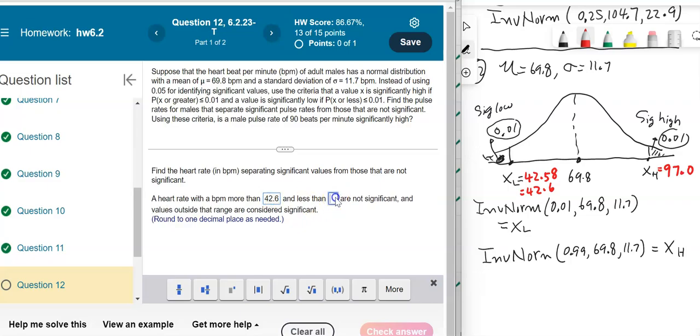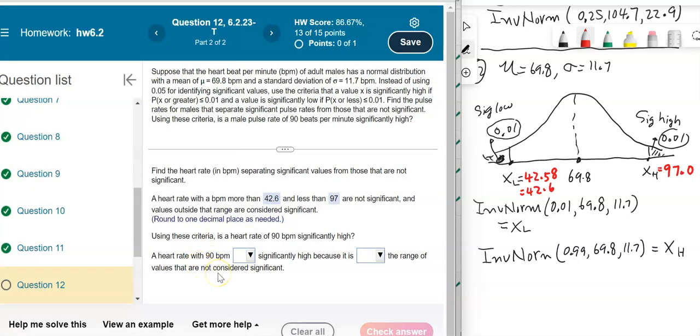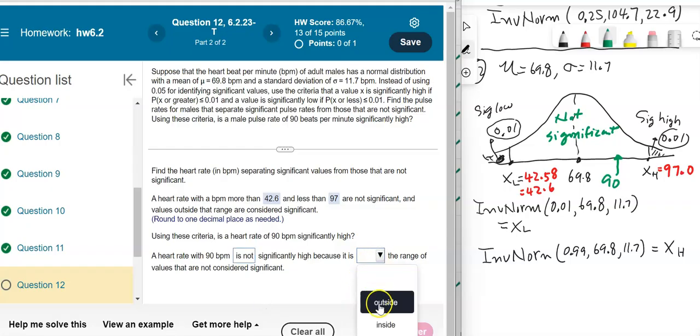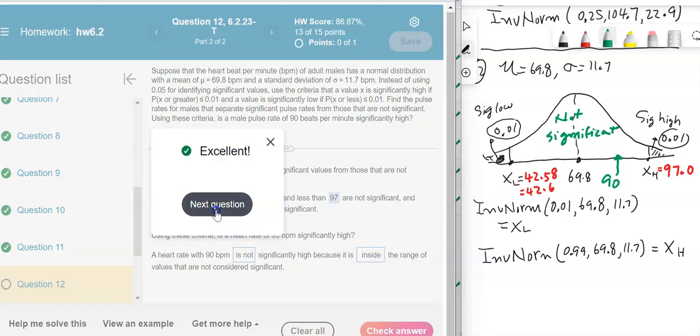So now, a heart rate with a BPM of more than 42.6 and less than 97 is not significant, because those values are not significant. So if you have a heart rate of 90, it belongs here. It is not significant, because it is inside the range of values that are not significant.